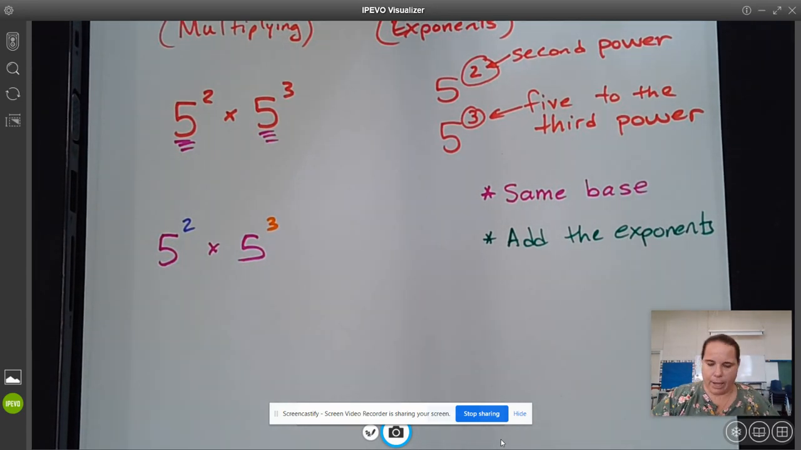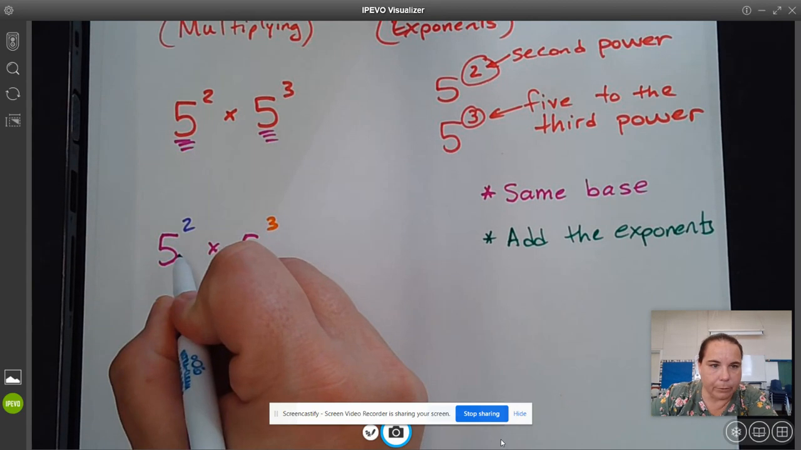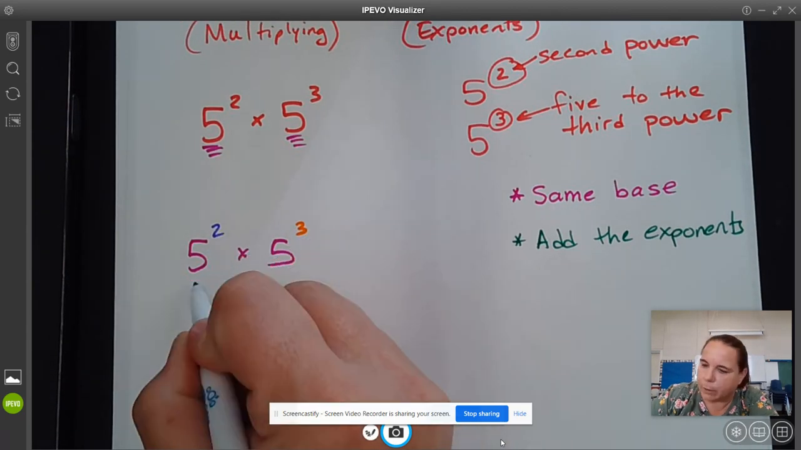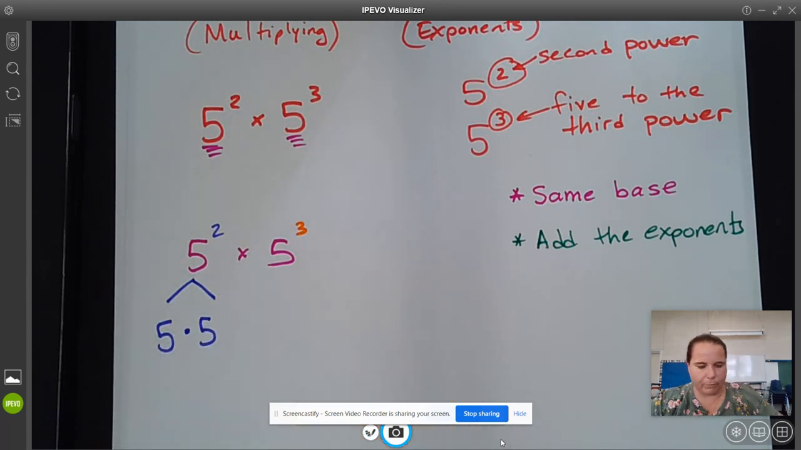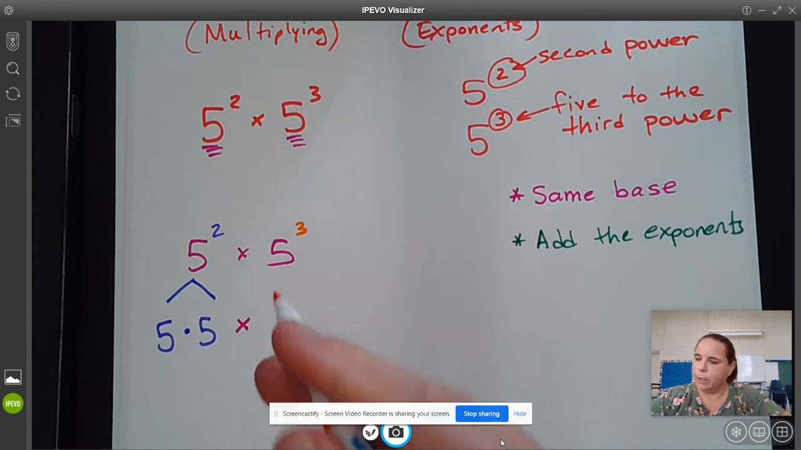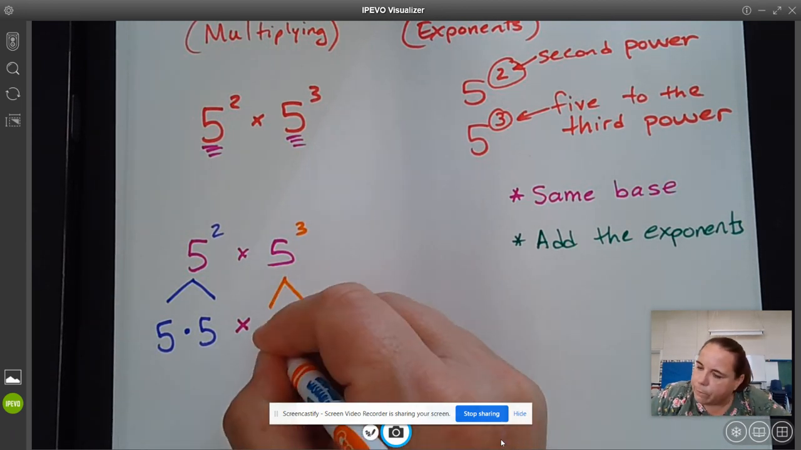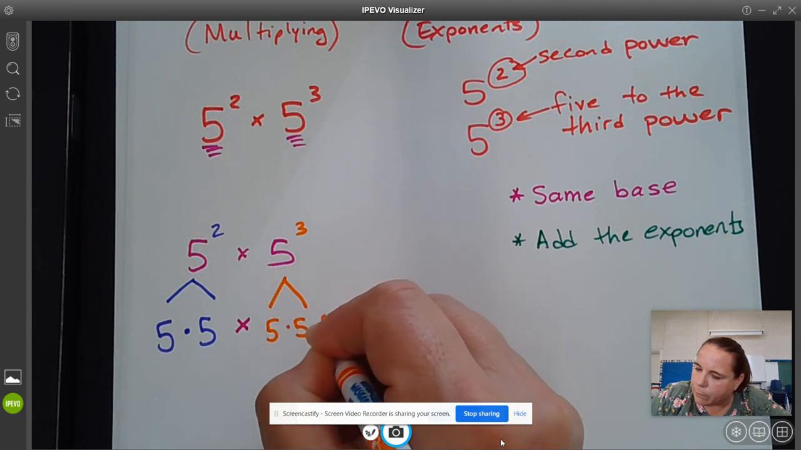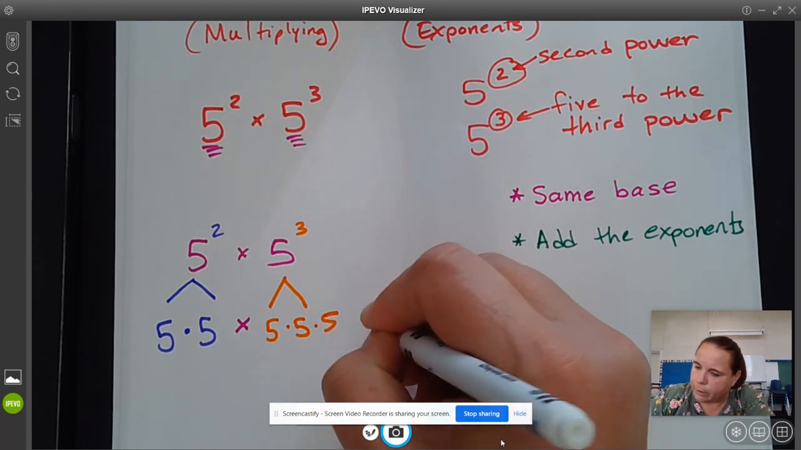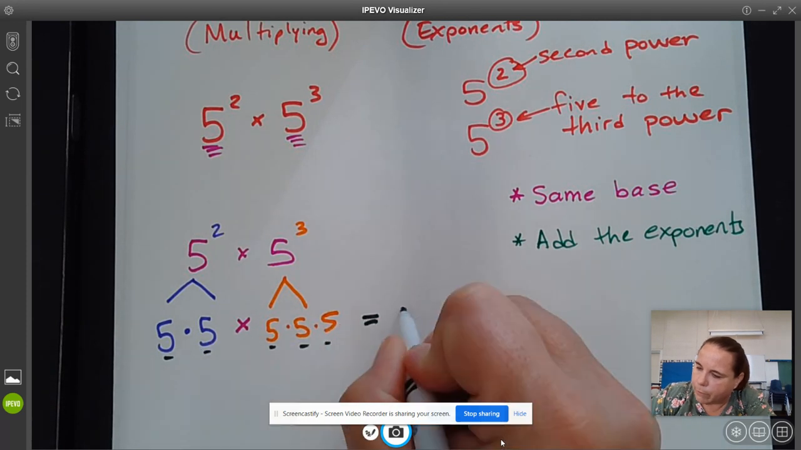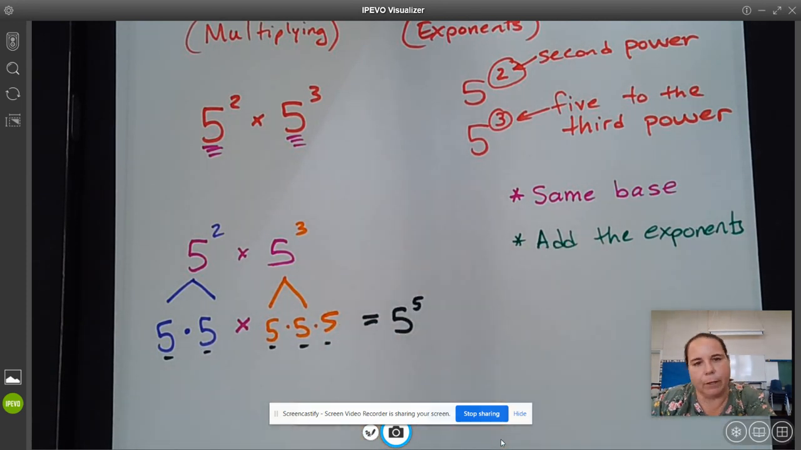If we look at 5 to the second power, this is the same thing as 5 times 5. And then I'm going to put the other multiplication symbol in there, so that was still here. And then 5 to the third power is 5 times 5 times 5. And now you can see that what we end up with is 1, 2, 3, 4, 5, 5 5s multiplied 5 times in a row.